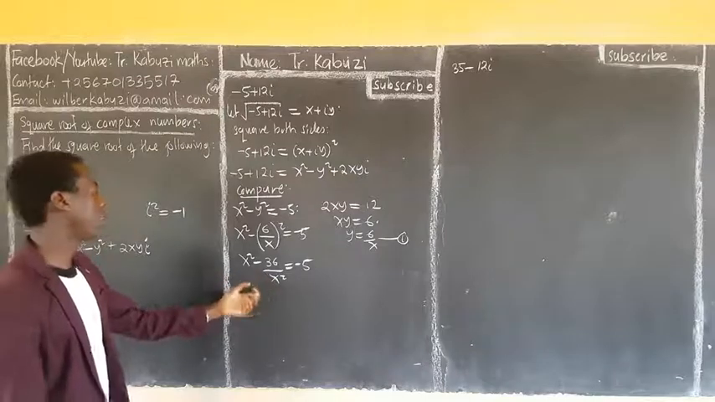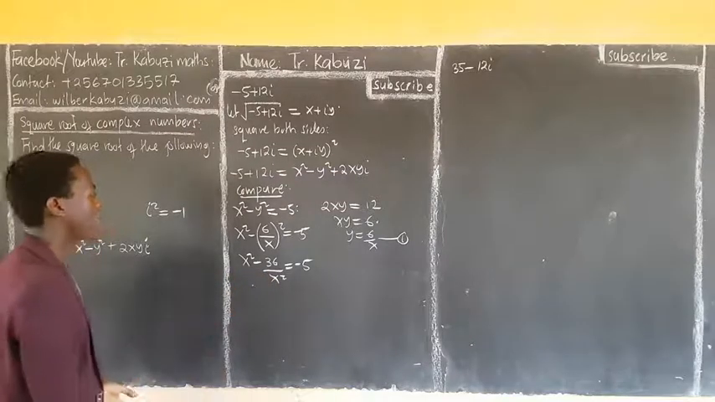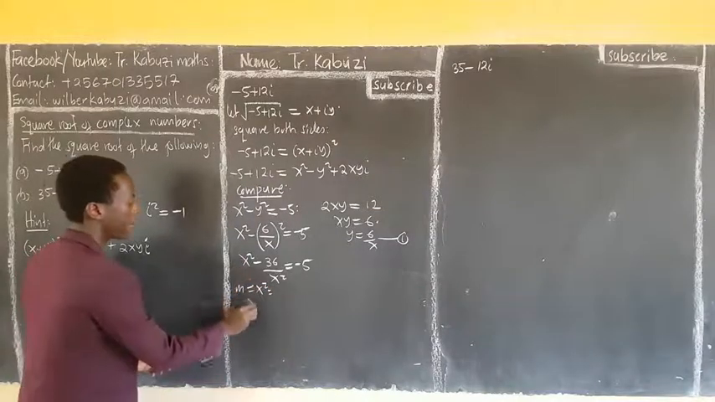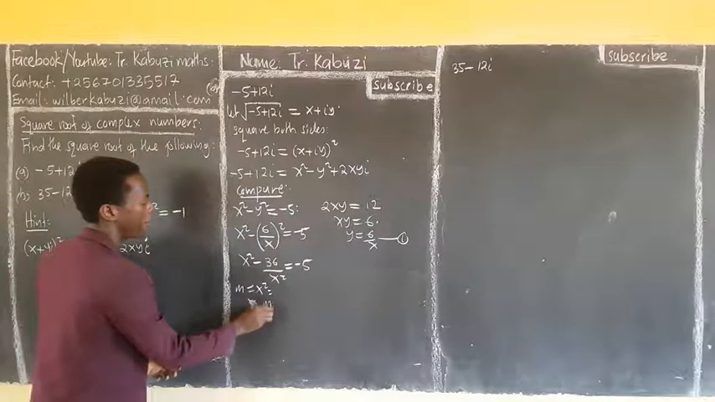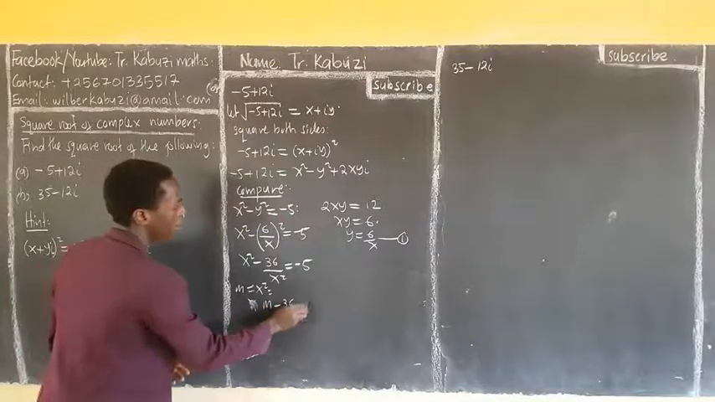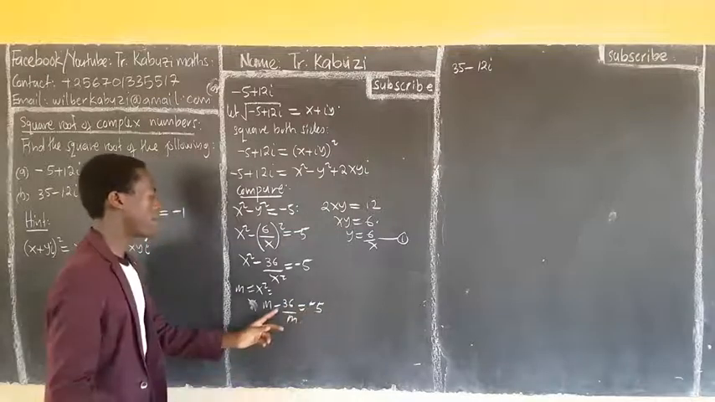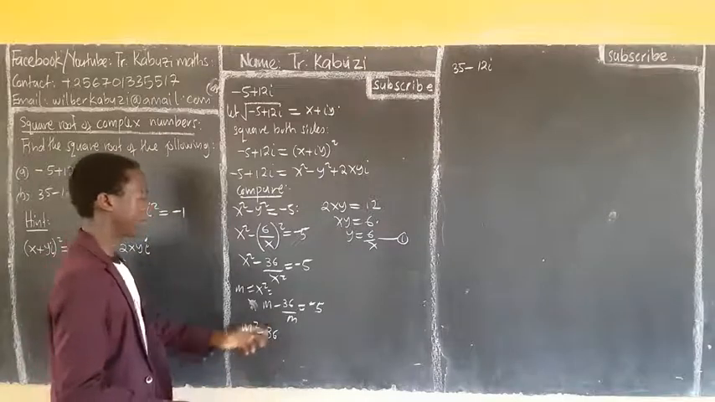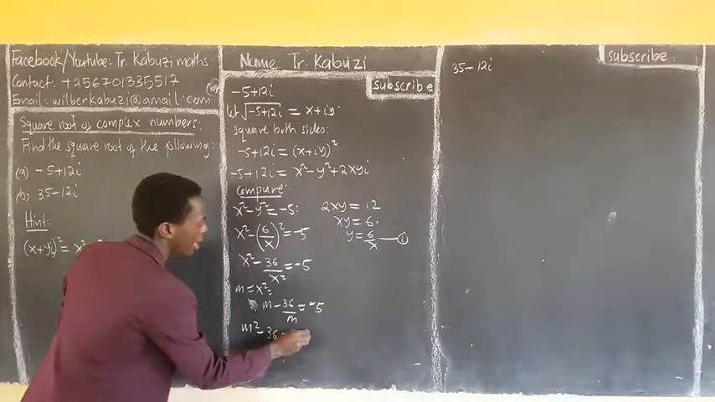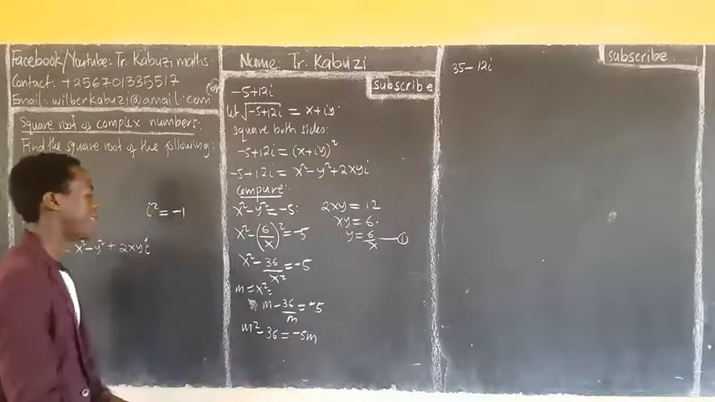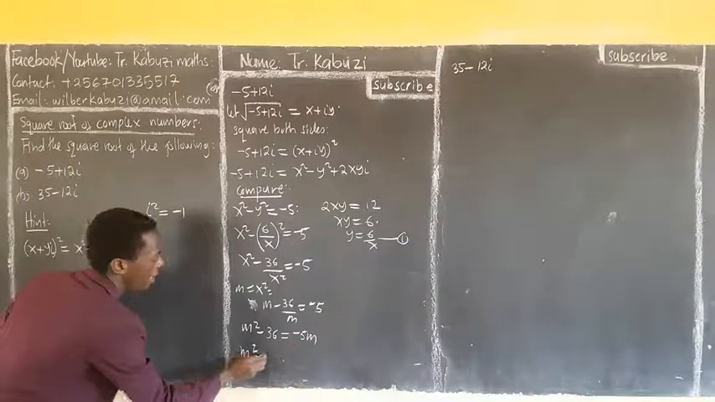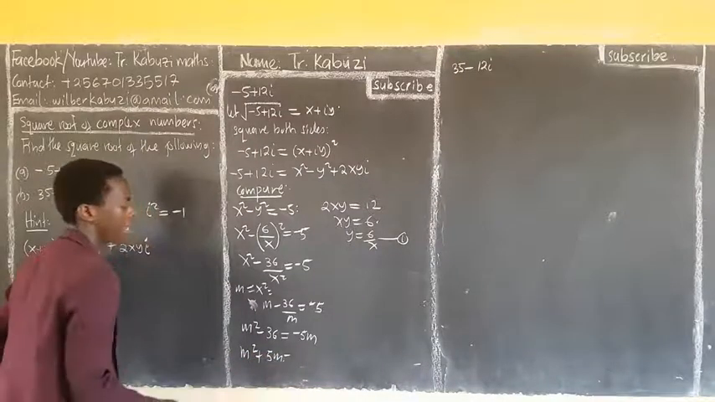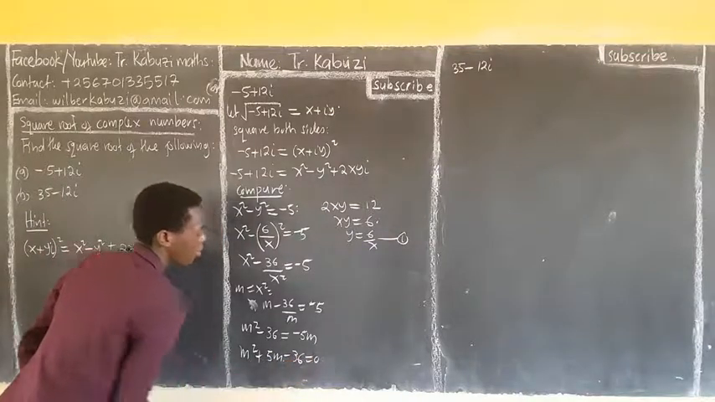You see from here, if this is hard for you to simplify, you can say let your m be x squared. So now you have m minus 36 over m equaling to negative 5. Multiply it by m, m squared minus 36 equaling to negative 5m. Take this side, you have now m squared plus 5m minus 36 equaling to 0.